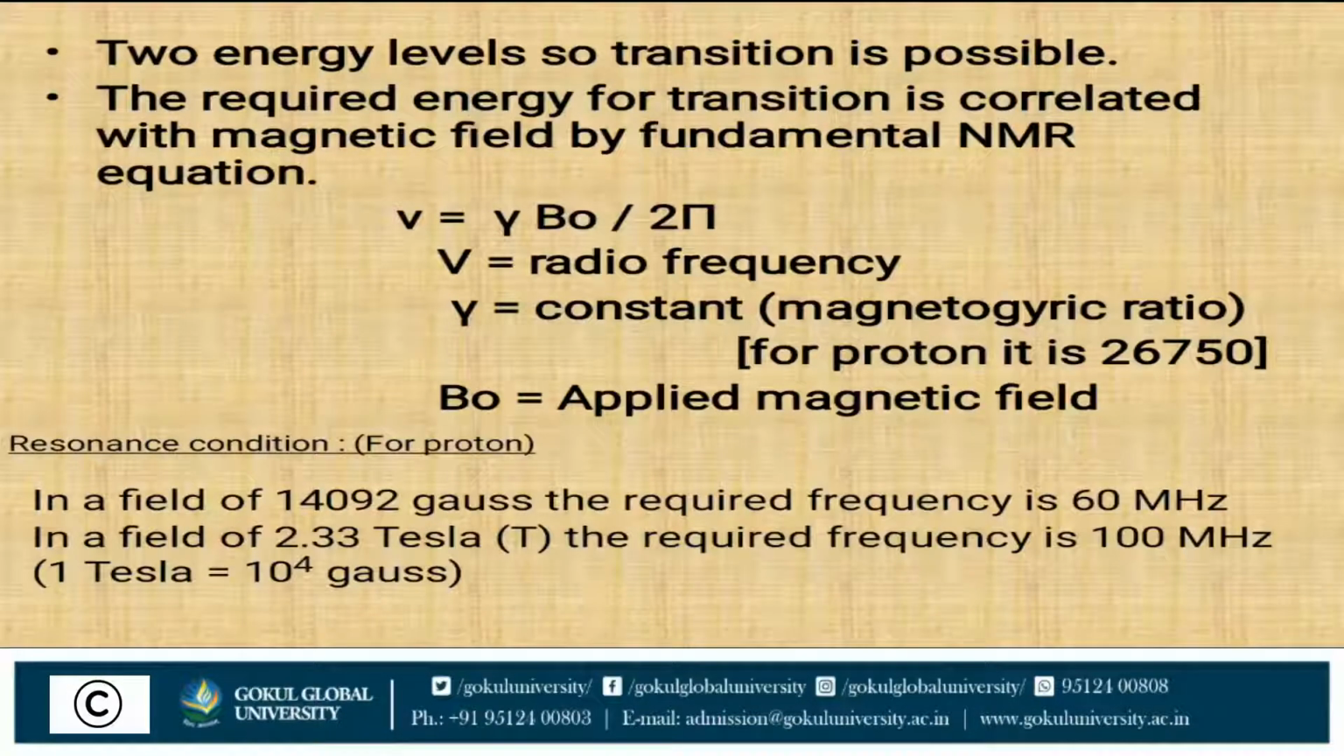Here the resonance condition for proton is in a field of 14,092 Gauss. The required frequency is 60 megahertz, and in a field of 2.33 Tesla, the required frequency is 100 megahertz. The energy at 60 megahertz and 100 megahertz is different. So 1 Tesla is equal to 10 raised to 4 Gauss.